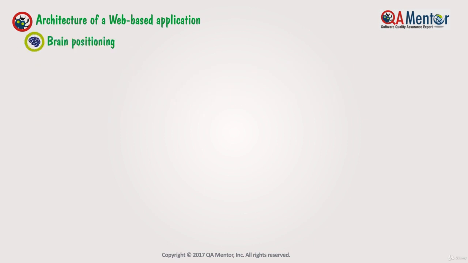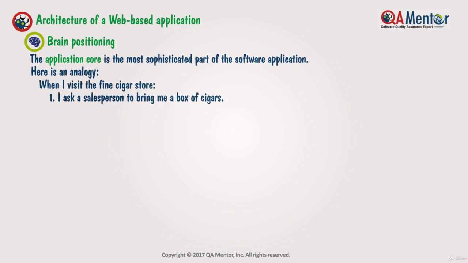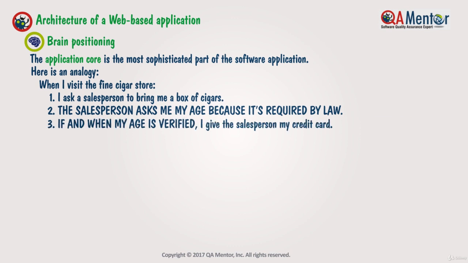Brain positioning. The application core is the most sophisticated part of the software application. Here is an analogy. When I visit the fine cigar store, 1. I ask a salesperson to bring me a box of cigars. 2. The salesperson asks me my age because it's required by law. 3. If and when my age is verified, I give the salesperson my credit card.